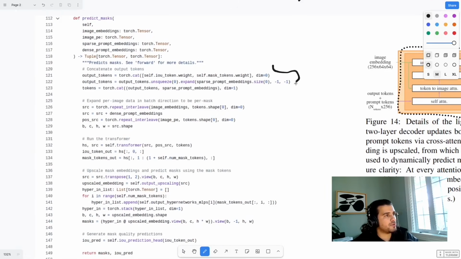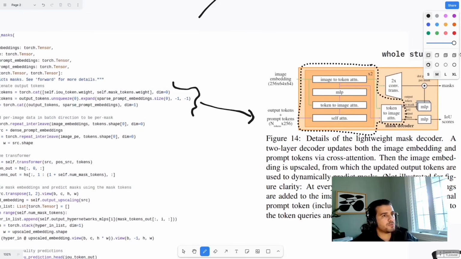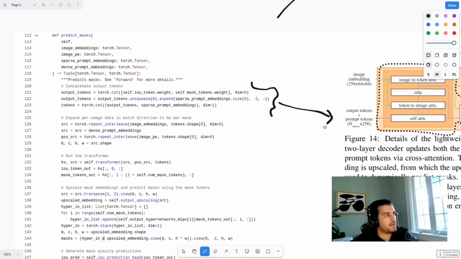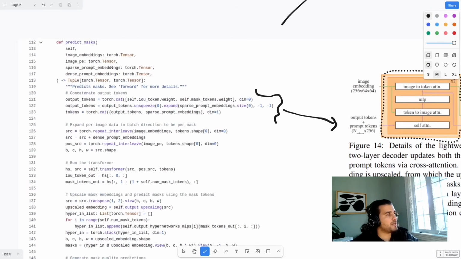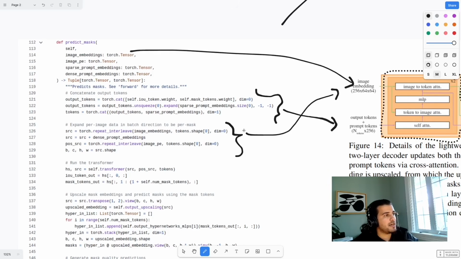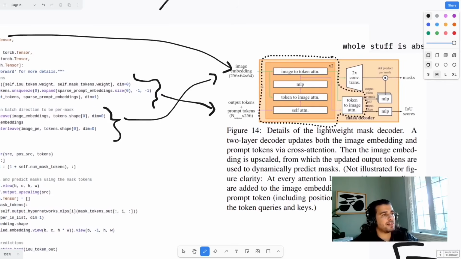Here we have the output tokens. So these are these ones over there, the output tokens and the prompt tokens that we need here for the IoU token weight. So this will correspond to the output token over there. So we concatenate all of them together, and then this is this input. The image embedding is here, right? This corresponds to this, but we need to rework it a bit. So this is what this part is doing. It's reworking the dimensions a bit. These things, the src and the pos_src here, will be given to that dotted line setup.